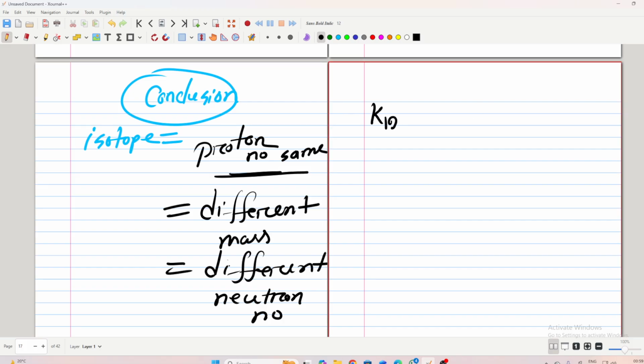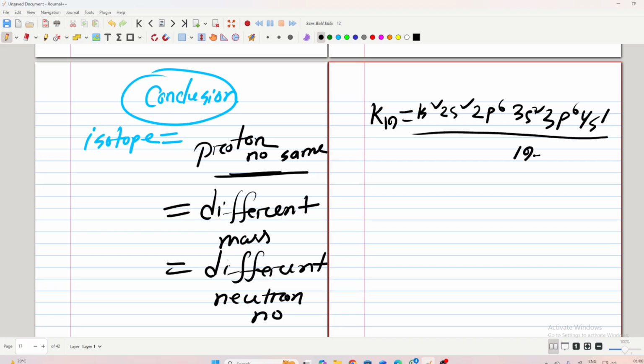See, potassium 19. We know that the atomic number of potassium is 19. So 1s2, 2s2, 2p6, 3s2, 3p6. That is 2, 4, 10, 12, 18, then 4s1. That means it has 19 electrons. Am I clear? So 1s2, 2s2, 2p6, 3s2, 3p6, 4s1.